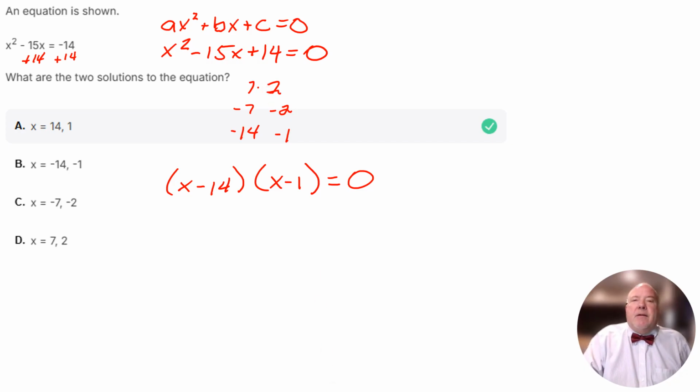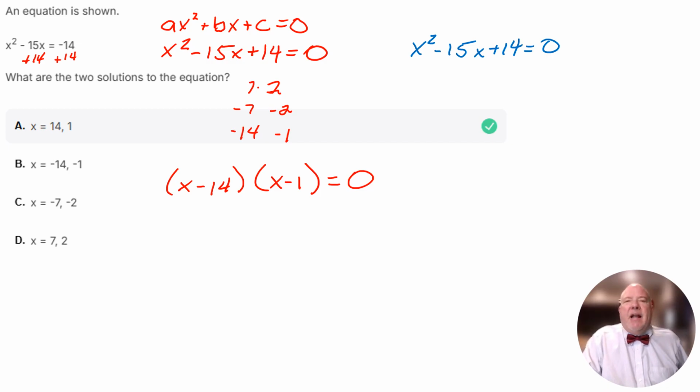So we'll see. So here's the other method. I'm going to take my quadratic equation x squared minus 15x plus 14 equals 0, and I'm going to multiply the a and the c terms together. a is the coefficient of the x squared, which we said was 1, and c is this number here, which is 14. So I'm going to multiply those together. 1 times 14 is going to give me 14. So this is a times c equals 14.